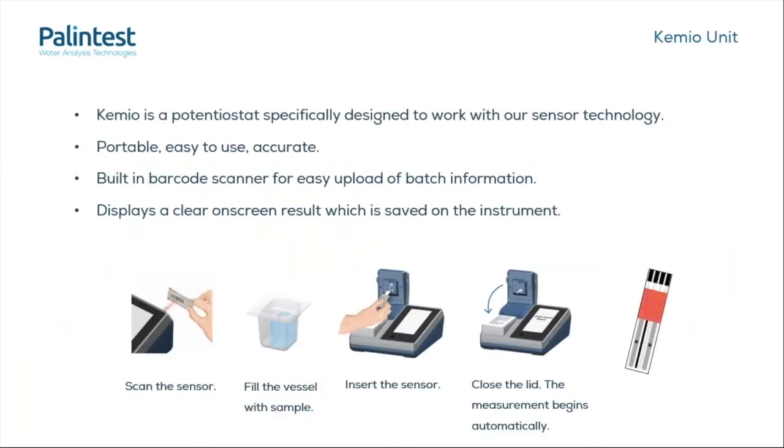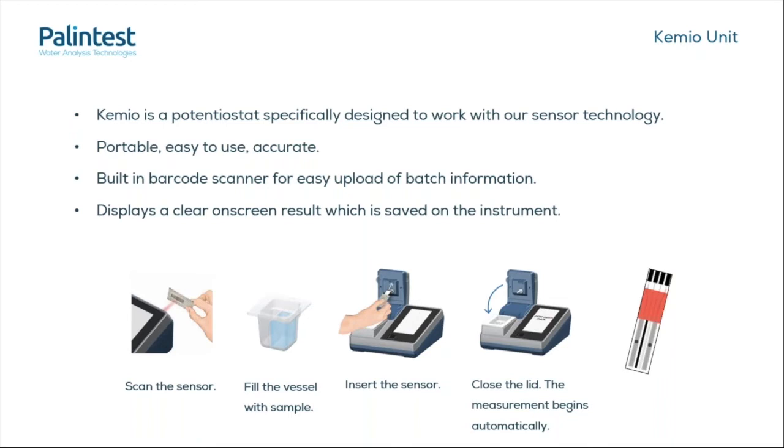So I've mentioned the sensors. I just want to go a bit through the Kemio device itself. The Kemio is a potentiostat specifically designed to work with our sensor technology, designed in-house by Palintest. It's portable, easy to use, and very accurate. To emphasize the easy to use aspect, it has a built-in barcode scanner, and that allows easy upload of the batch information. So all a customer needs to do is scan that in, and all the hard work is done beforehand. It displays a clear on-screen result, which is saved on the instrument for later retrieval or analysis.